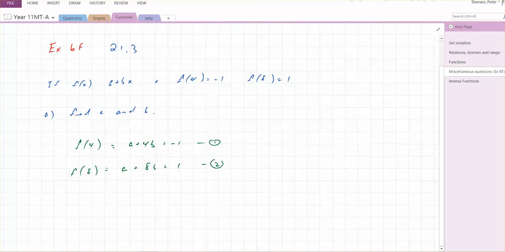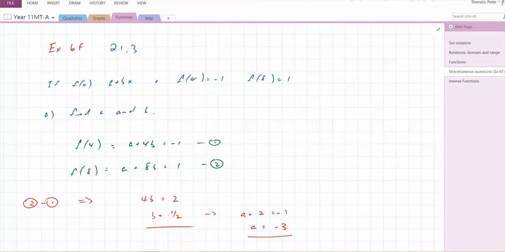so that's equation 2. Now what I'm going to do is subtract up the page, so I'm going to take equation 2 and subtract equation 1 to get a minus a, 0, 8b minus 4b, 4b, 1 minus minus 1, 2. So b is going to equal a half, and therefore in equation 1, a plus 4b, which is now 2, equals minus 1, so a will equal minus 3. So there's my two solutions for a and b in question 1a.